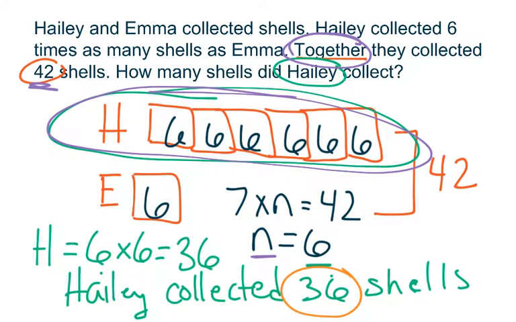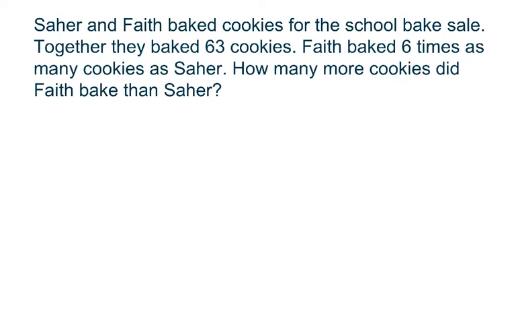Let's take a look at our next problem. This problem says Sahar and Faith baked cookies for the school bake sale. Together they baked 63 cookies. Faith baked 6 times as many cookies as Sahar. How many more cookies did Faith bake than Sahar? Go ahead and solve this problem.